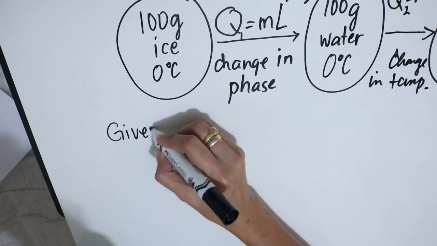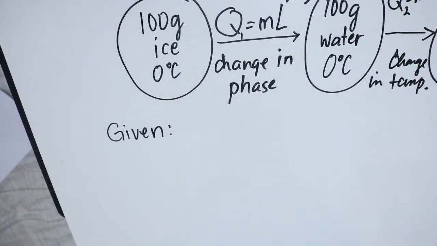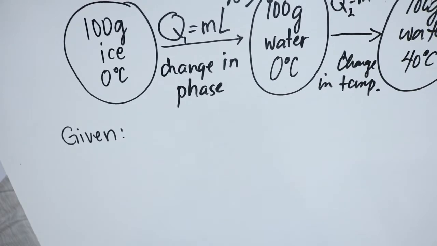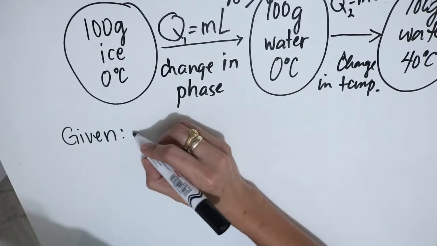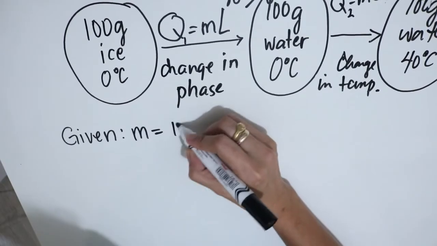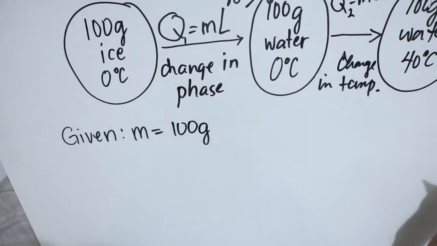So write all the known values so that you will be able to understand it better. You have the diagram and then you write all the known values so that it will be easy for you to solve the problem. So given is the mass, right? Mass is equivalent to 100 grams.